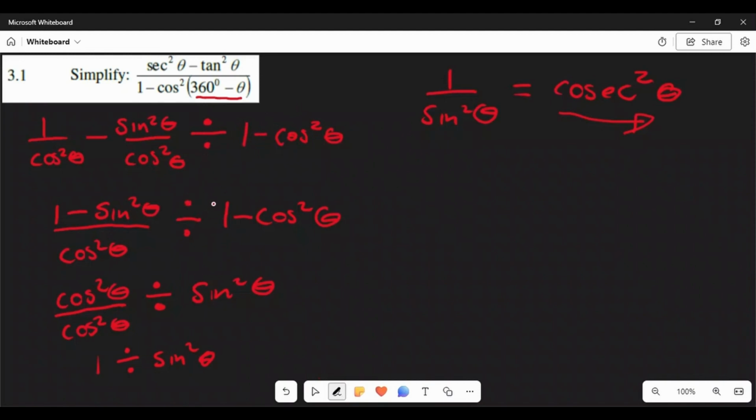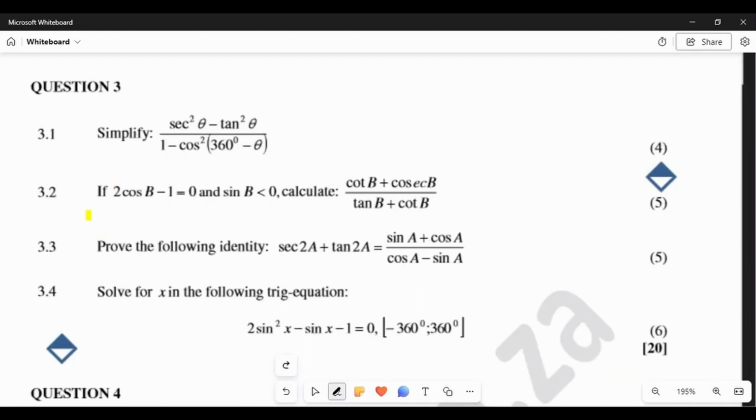Alright guys, so we are done with 3.1. Let's go and do 3.2. Alright guys, so this is 3.2. On 3.2 we are given this question here. So it goes like this: if 2 cos b minus 1 is equaling to 0 and sine b is less than 0, calculate this following problem here.